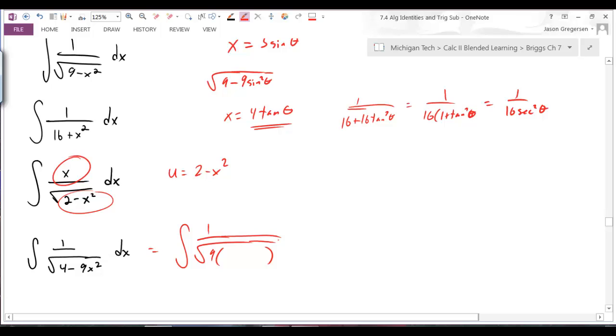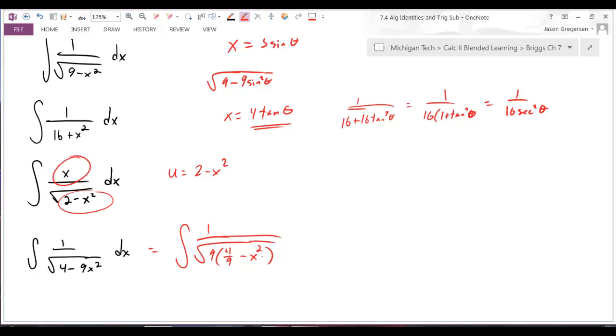And then it's like a question, okay? 9 times what gets me to 4? 4/9. Okay? And then I would have minus x squared. Okay? So by factoring that 9 out here, I kind of put it into a form where I have something squared minus something squared. And now maybe I can see what that proper substitution is going to be. It's going to be 2/3 sine theta.